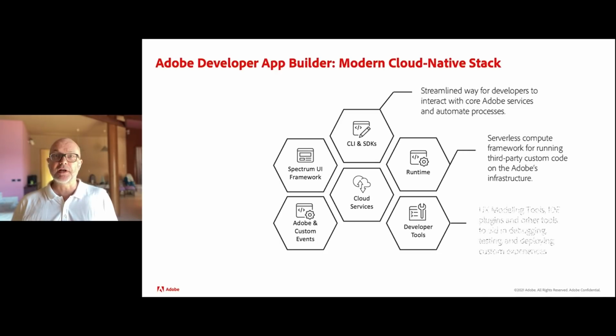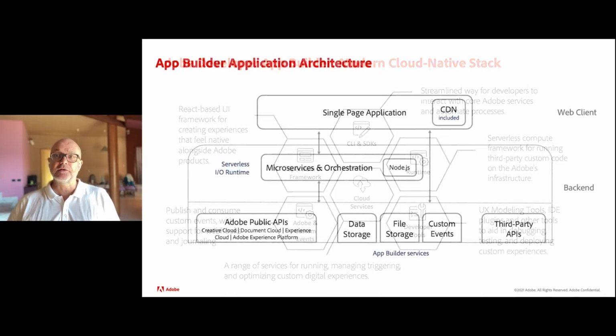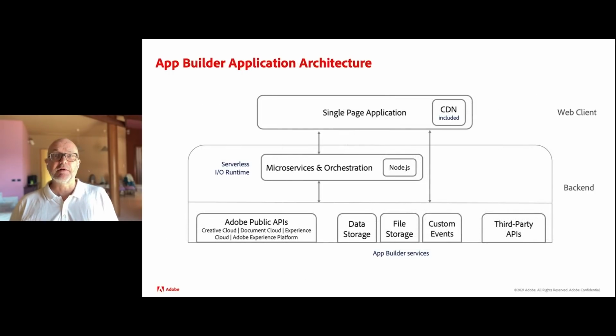But what would an application that you build with App Builder actually look like? So here's a simplified architecture. We're following something that's called Jamstack in the industry. It starts with a single page application served out of a CDN that acts as a client. From that client, you have access to your functions that you have deployed into IO Runtime.